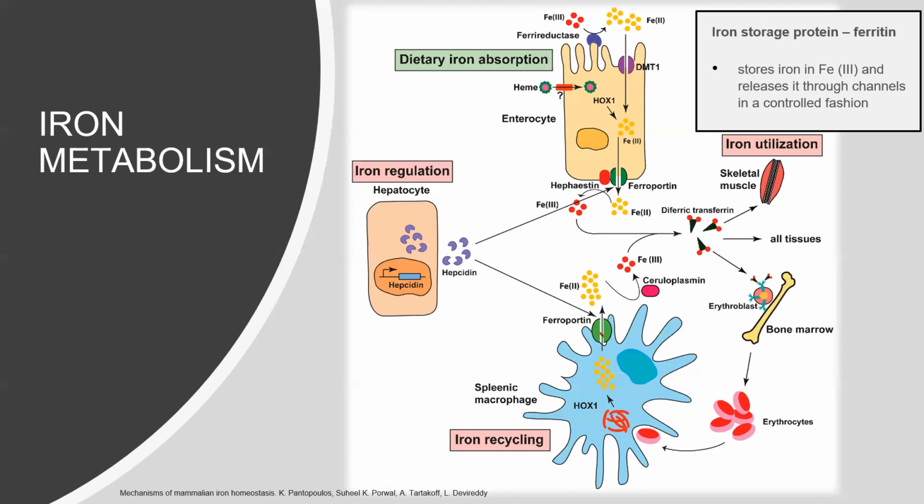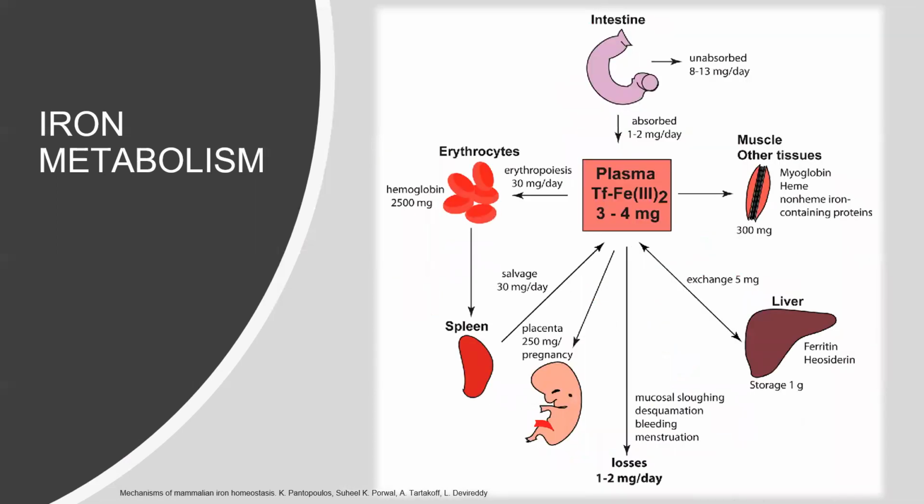Regarding excretion, the normal iron excretion is about 1 to 2 milligrams per day. The major excretory pathway is through intestine. Actually, iron is not excreted in urine, but in some conditions, such as nephrotic syndrome, loss of transferrin may lead to increased loss of iron in urine.